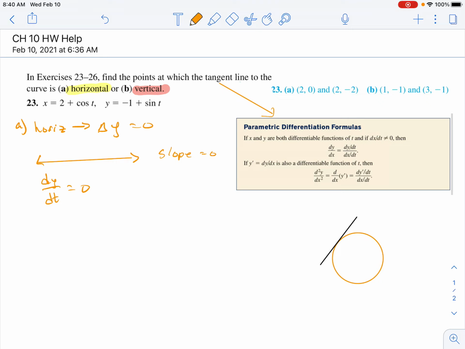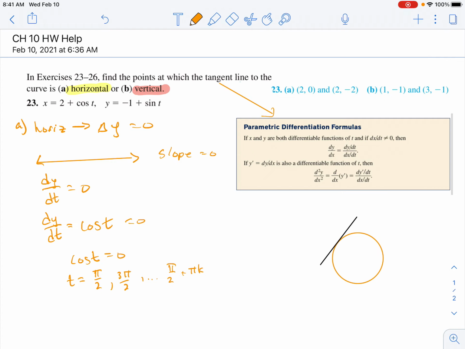So we need dy/dt to equal 0, so we find dy/dt, and that is going to be just the cosine of t, because when we look up here, the derivative of -1 is 0, and the derivative of sine t is cosine of t, and we need to set that equal to 0. So the question is, when does the cosine of t equal 0? The cosine of t equals 0 when t equals, of course, pi over 2, 3 pi over 2, and any multiple of that. So it's pi over 2 plus pi k.